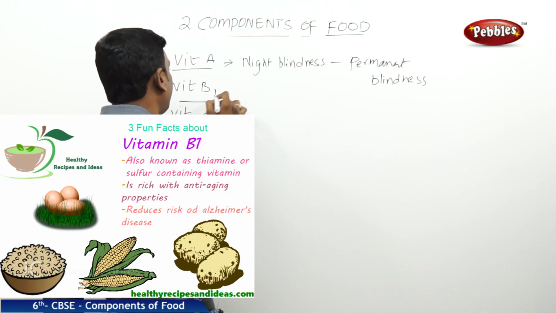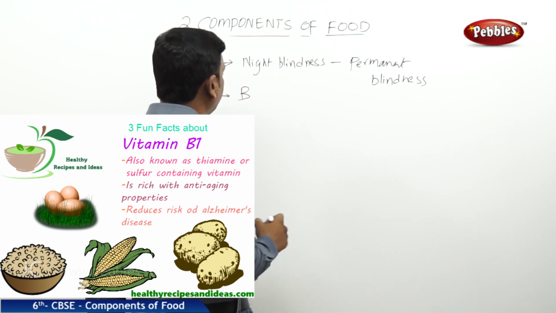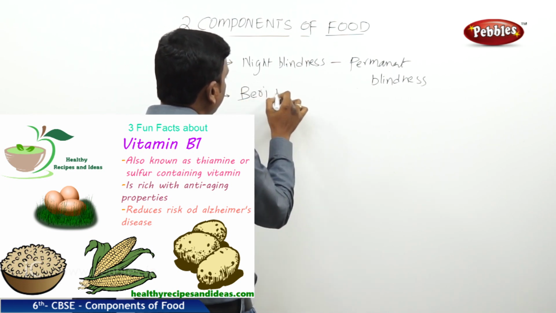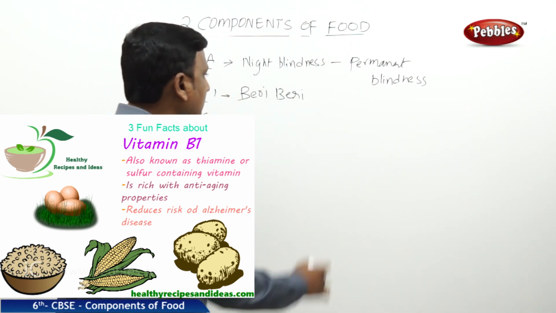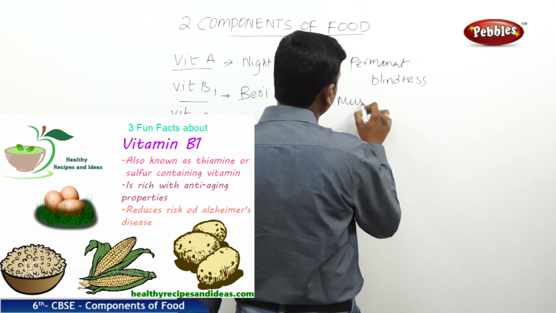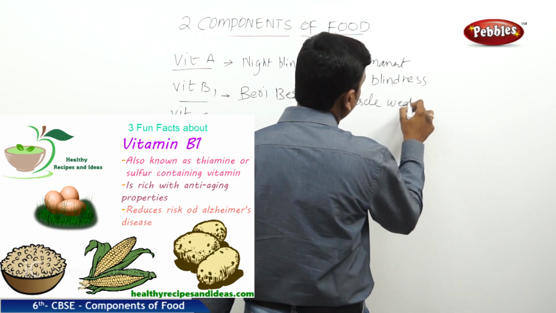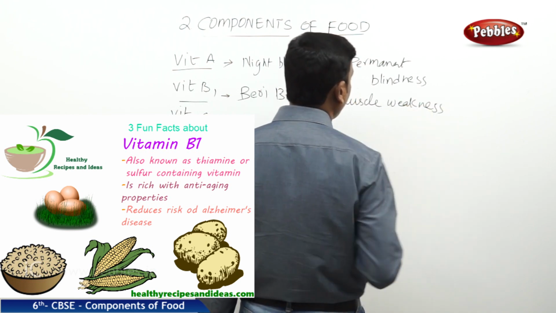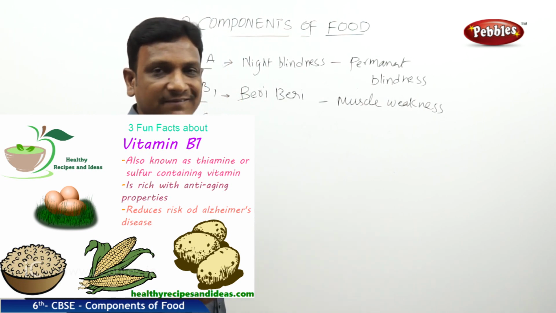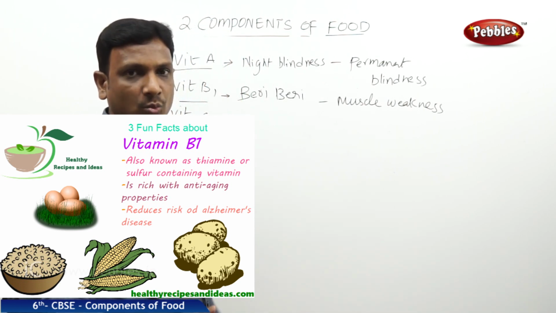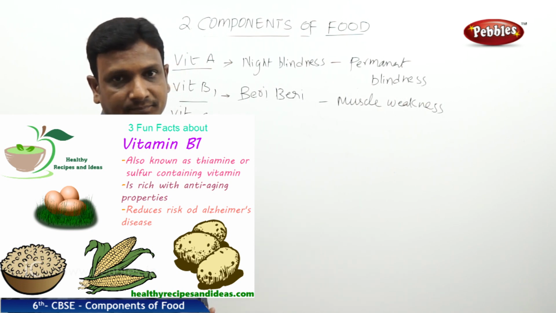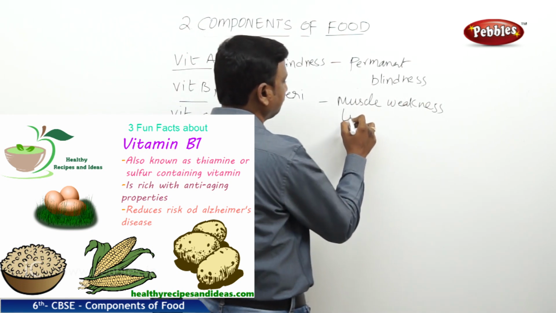The second one is vitamin B1. The deficiency of vitamin B1 causes a disease called beriberi. What is this beriberi? Muscle weakness. Muscles become very weak. They cannot lift any loads or they cannot walk. Muscle weakness. They have very little strength.